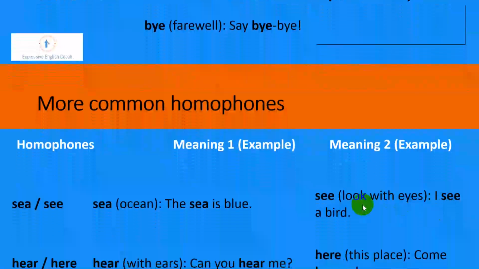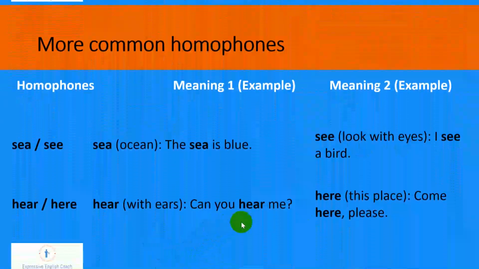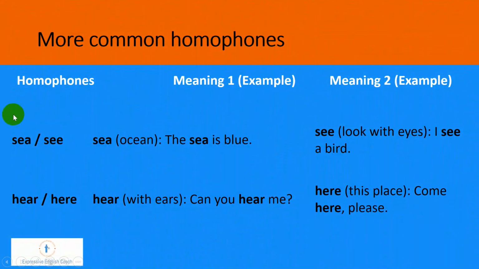More examples, we have sea and see, where the first sea means ocean, like water. The sea is blue. Okay. The second see is to look with your eyes. I see a bird. I see the sun in the sky.